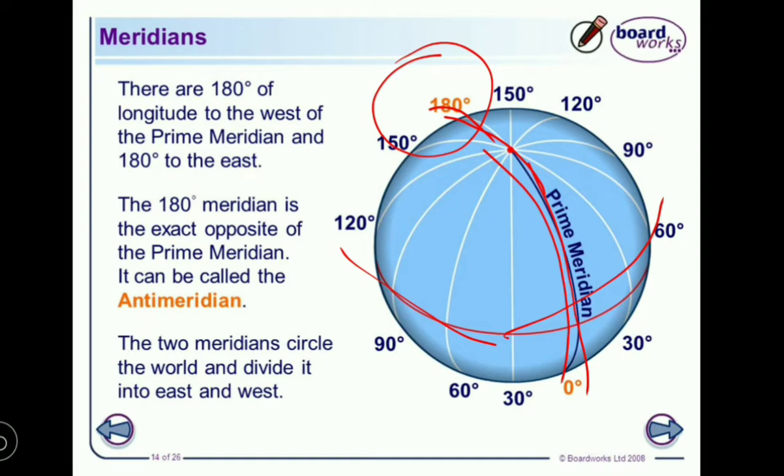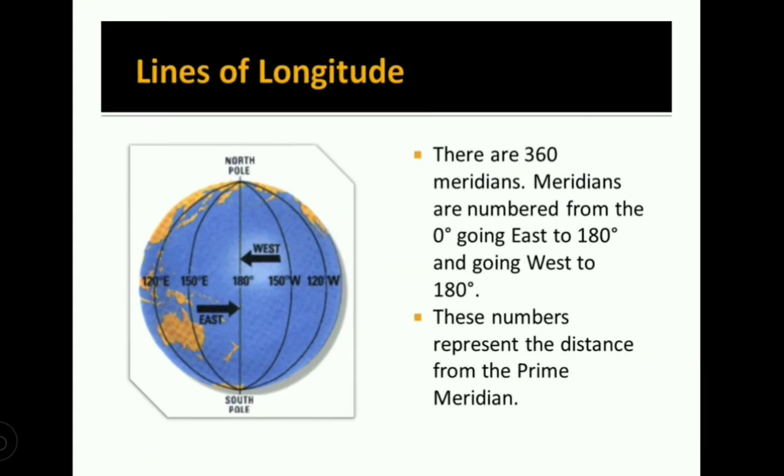The two meridians, the 0 degree prime meridian as well as the 180 degree meridian, together create one circle on the globe. This circle divides our earth into two equal halves: one is the eastern hemisphere, one is the western hemisphere. There are 360 meridians on the globe. Meridians are numbered from 0 going east to 180 degrees and going west to 180 degrees, so totally 360 degrees.